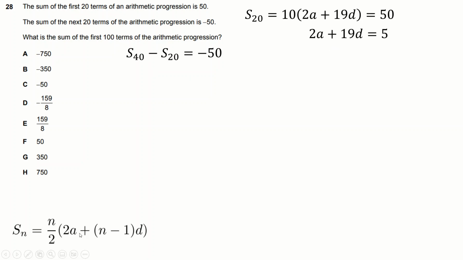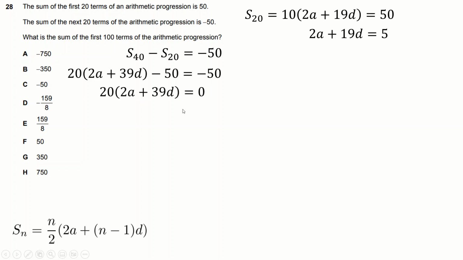But of course we know S of 20, that's 50. And S of 40, we can just use this again. 40 over 2 is 20, and that's going to be a 39. And we get this, these cancel, so we get this, divide by 20, we get this. And we have a nice simultaneous equation. Although it's not that nice, because it ends up being a bit disgusting. If we do this one, take away this one, we get 20d equals minus 5. So d is minus a quarter.